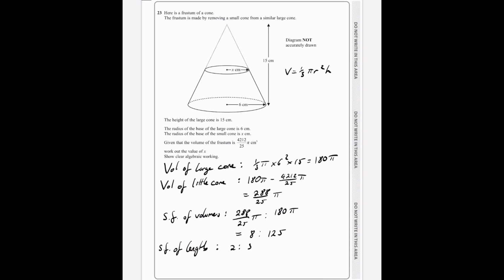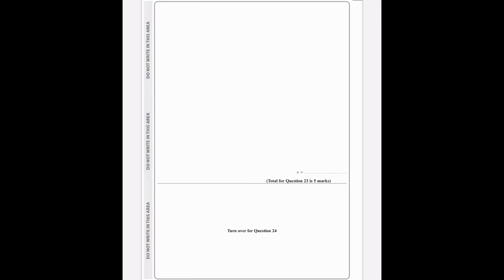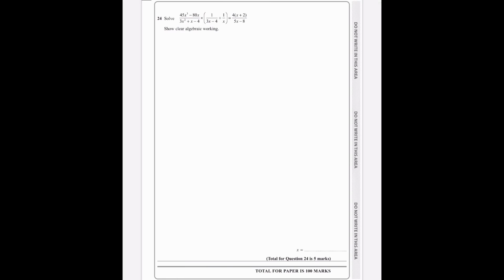Well, we know that the ratio is 2 to 5. We've got 6 centimetres as the radius of the larger cone, so the radius of the smaller cone, x, is going to be 6/5 of 2, which comes out as 2.4.